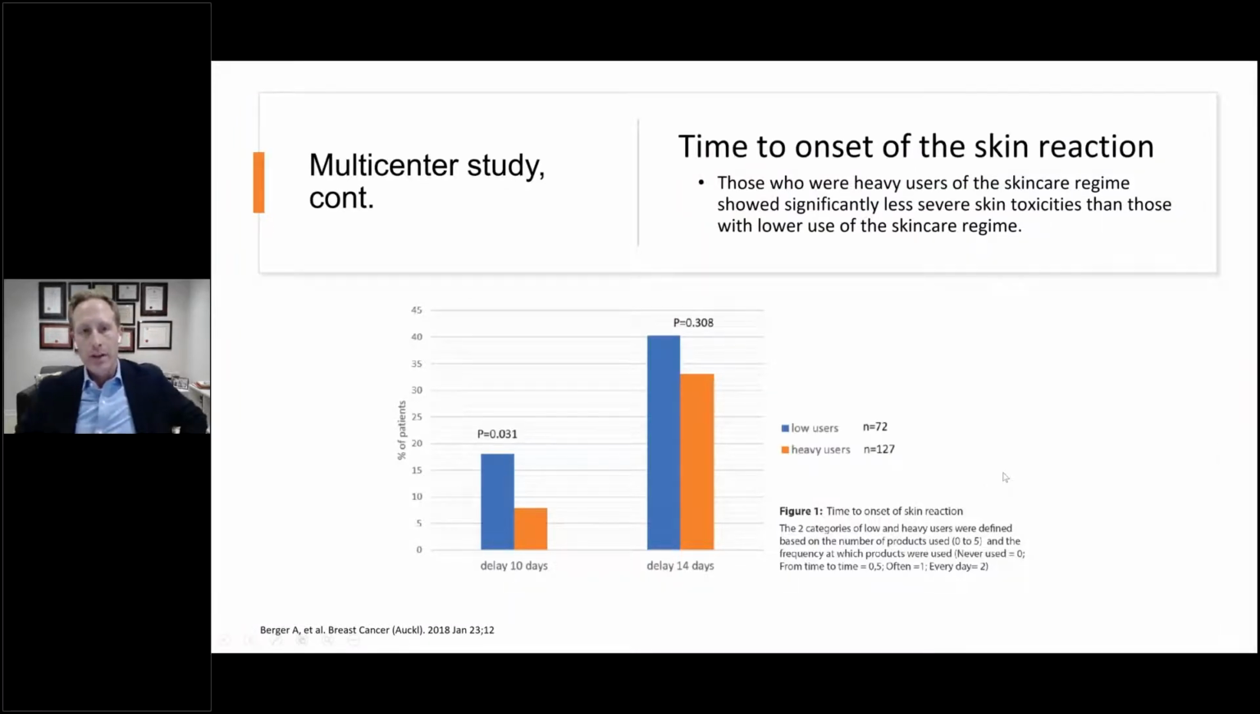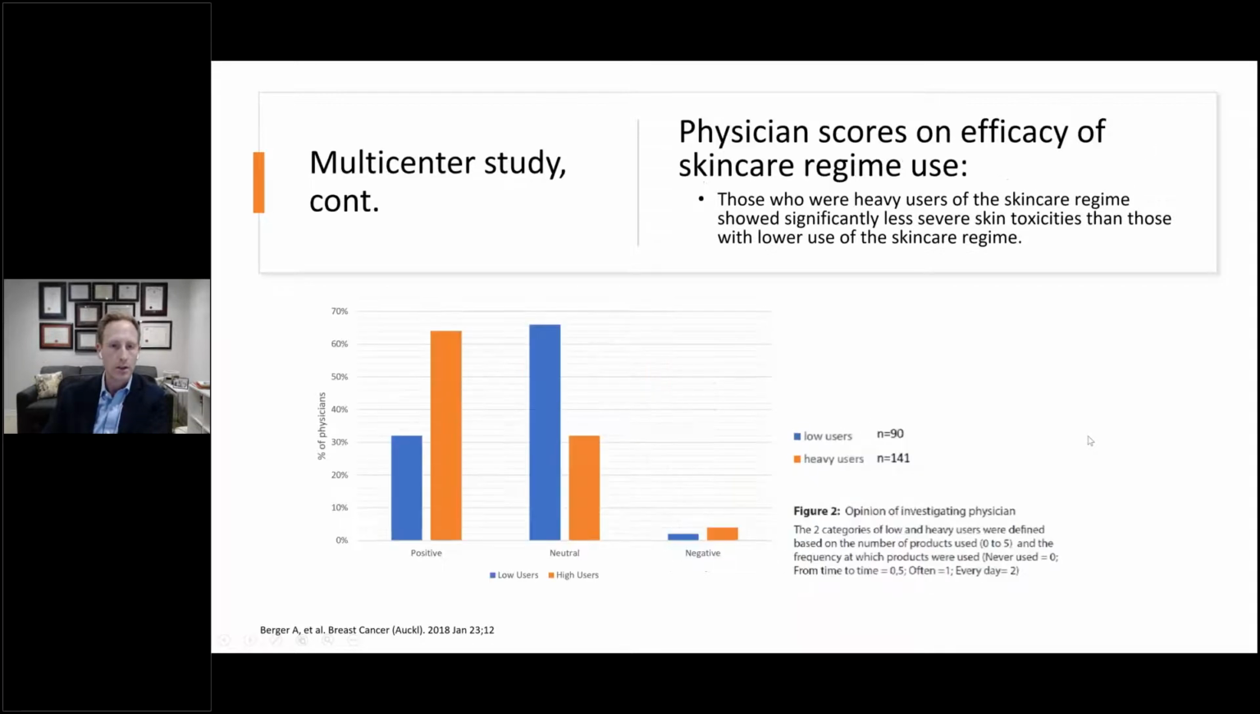And so this particular study categorized groups into low users or heavy users. If you look at the low users, you can see that the time to onset of skin reactions was sooner, and there were more people that developed skin reactions within 10 days or within 14 days. However, the heavy users had statistically lower number of skin toxicities.